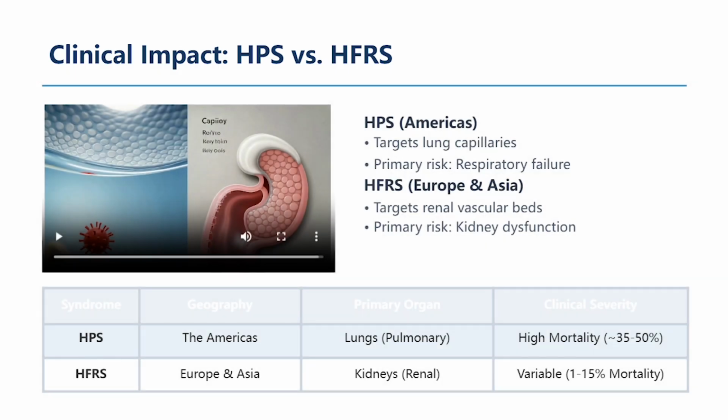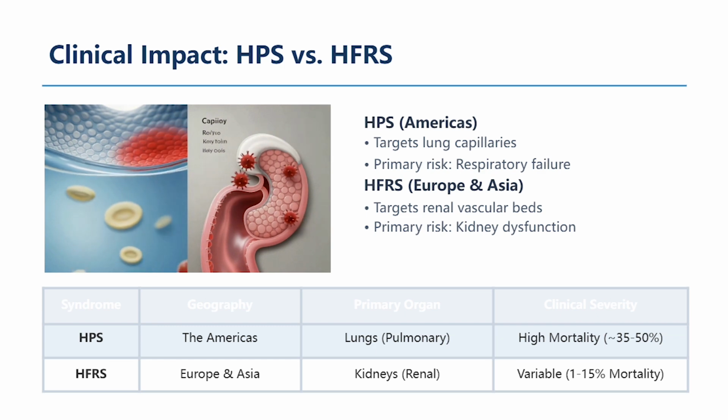on patients. Hantavirus presents as two distinct syndromes depending on the specific viral strain and geography. To give you a clearer picture of how these diseases manifest in the body, let's watch this short clinical comparison. Pathogens like HPS can damage lung capillaries, while others impact kidney function by injuring the renal system.